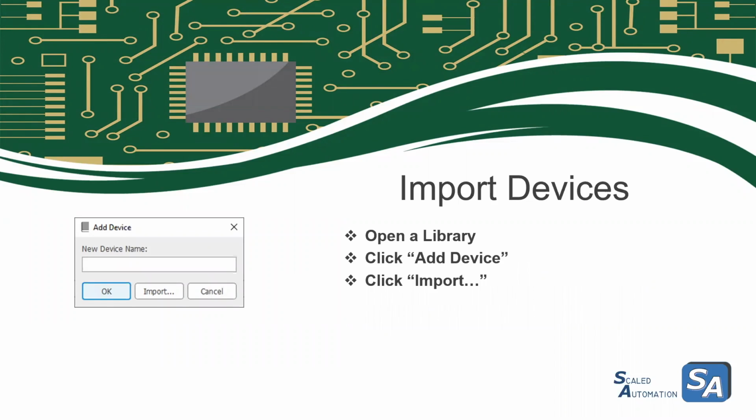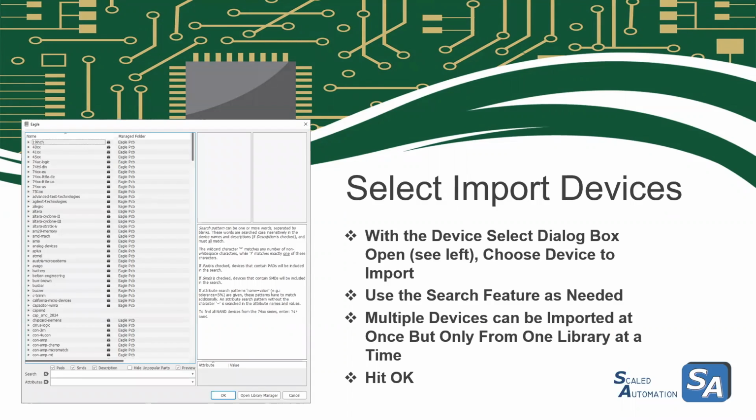So import devices, open a library. This is what we looked at earlier. I showed you on screen, a little bit bigger view of it. Click Add Device, click Import for importing. Select the import devices. And with, I call it the device select dialog box. Choose the device to import. Use the search feature. Remember that search feature is there. You can look for devices. Multiple devices can be imported at once. I showed you that, but only from one library at a time. So you can't select multiples across different libraries, just within a library. Be nice maybe if they could, but on the other hand, it's only a few steps. Hit OK when you're done. We did that.